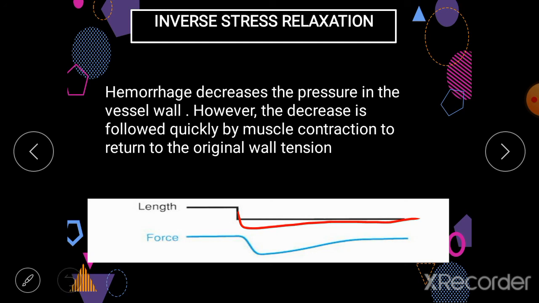So what happens to the pressure? Immediately after the hemorrhage, the pressure within the vessel wall falls, but after some time the smooth muscle contracts and readjusts itself around this reduced volume of blood and tries to bring the pressure back towards normal, so that despite there being less blood in the blood vessel, the pressure is increased, so this lesser amount of blood can be circulated within the body. This is known as inverse stress relaxation.